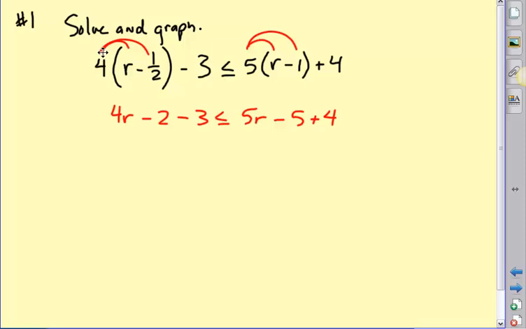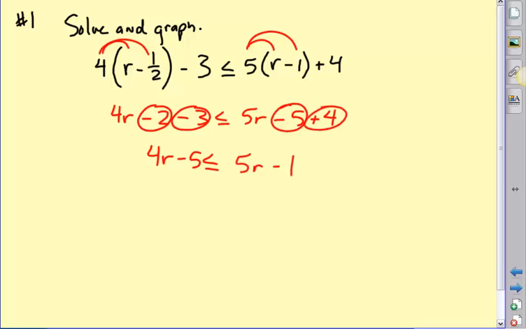I would put all the common terms together. What do you want me to put together first? -2 and -3. And that gives me 4r minus 5. And then what? -5 and 4. And I get 5r minus 1. Cameron, what would you want me to do next?